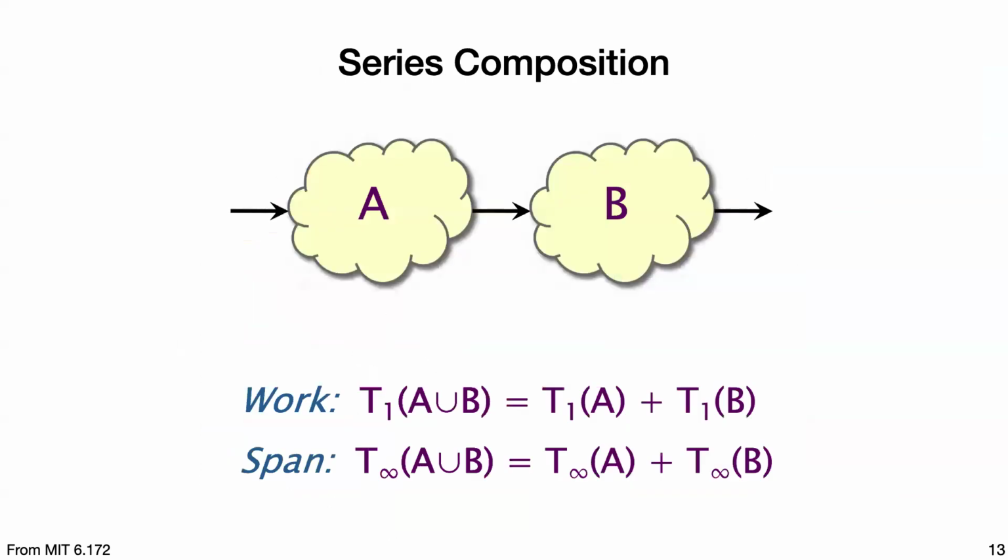Okay. The way that we compose work and span: work is just additive in serial algorithms. Like we have two parts of your program, A and B. The work of these two components put together is the work of A plus the work of B. Here, because they are in series, the span of A and the span of B are also added up. This is like dependencies. So first we have to finish A and then we have to finish B. And the span is just the span of A plus the span of B.